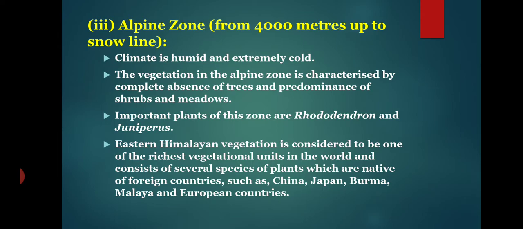Next is the alpine zone. Here we can see from 4000 meters up to the snow line. It's somewhat much higher than the western area. The climate is humid and extremely cold. The vegetation in the alpine zone is characterized by complete absence of trees and predominance of shrubs and meadows. Okay, rhododendron and Juniperus are there. Eastern Himalayas vegetation is considered to be one of the richest vegetational units in the world. It consists of several species of plants which are native to foreign countries such as China, Japan, Burma, Malaya and European countries, because of the climatic conditions.